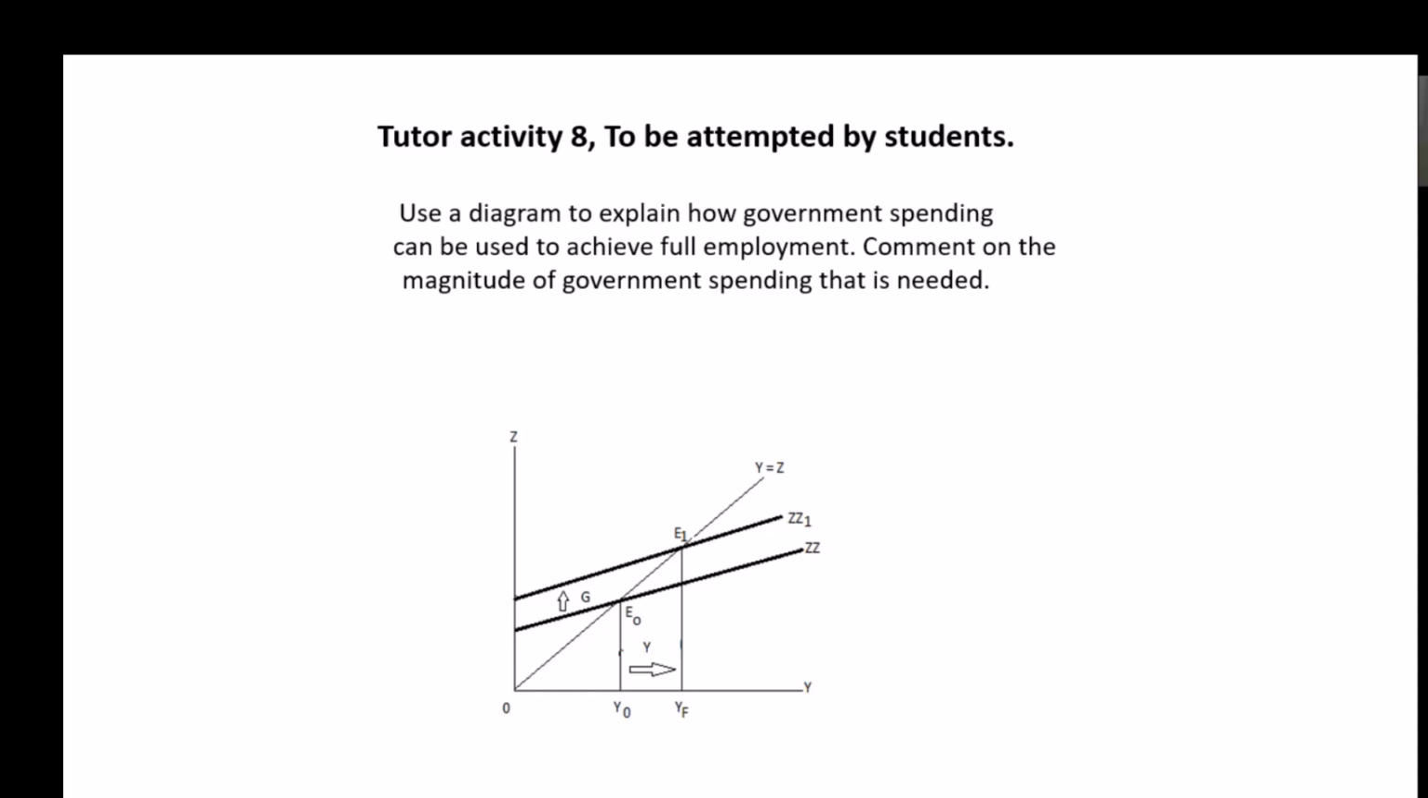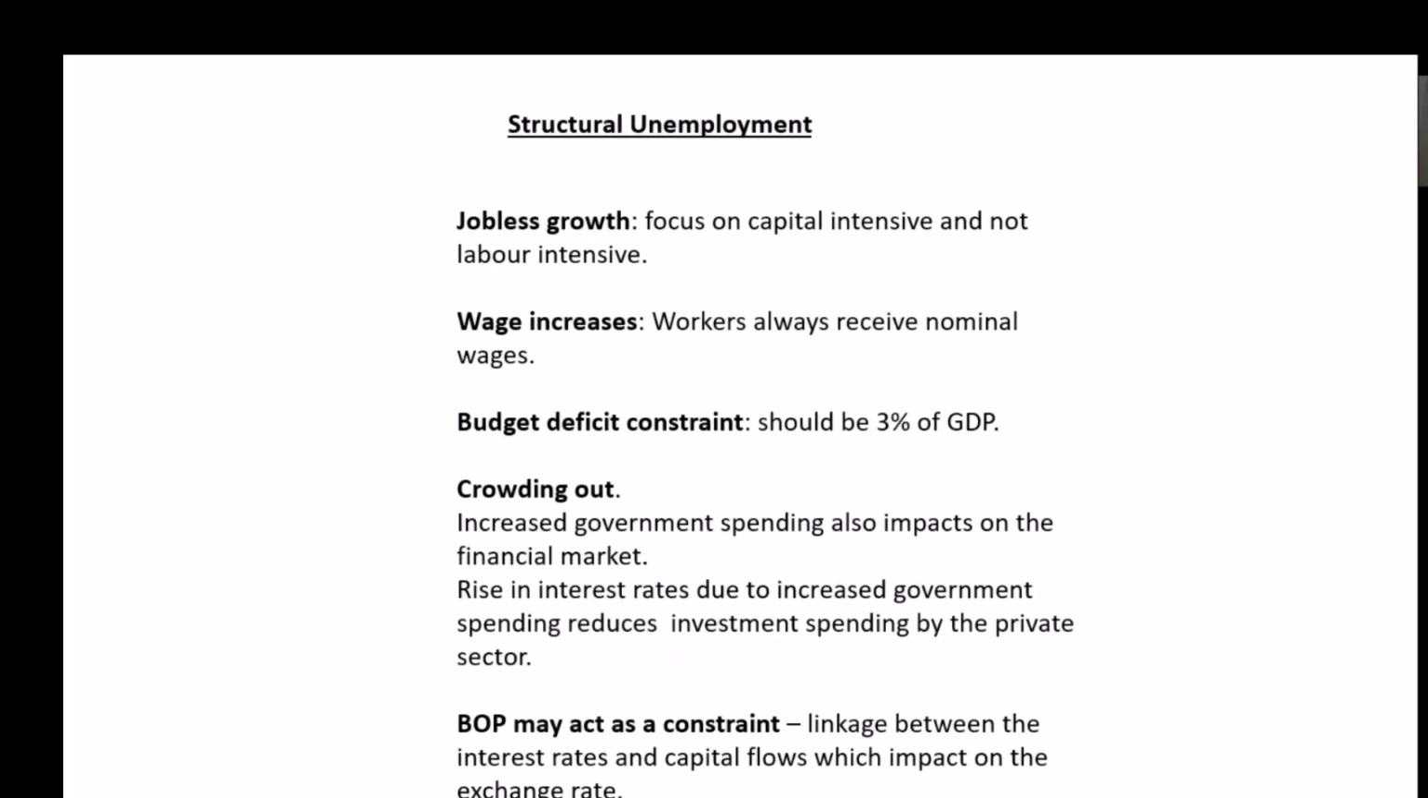It's a parallel upward shift of the curve from ZZ to ZZ1. The ZZ1 curve now cuts the 45-degree line at the new point. The new equilibrium point is E1, and the new equilibrium level of income is YF. And we know at YF, your resources are fully employed, your factors of production are fully employed, and nothing is left idle. There's your theoretical issue here.